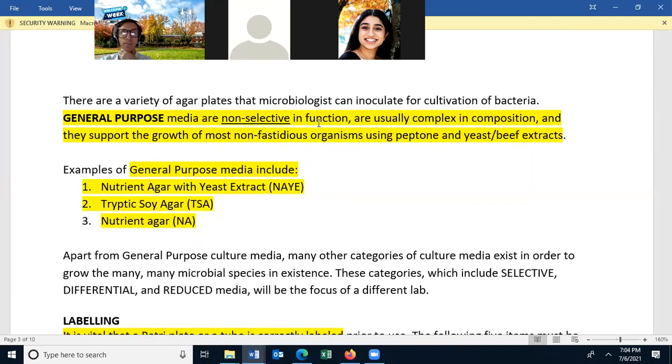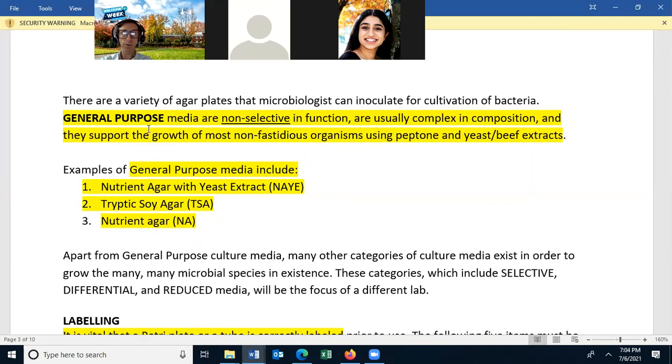One purpose for growing general purpose media is simply that you can grow many organisms like E. coli, Staphylococcus epidermidis on them, and it's very cheap. So the general purpose media is used a lot because it's the cheapest media.